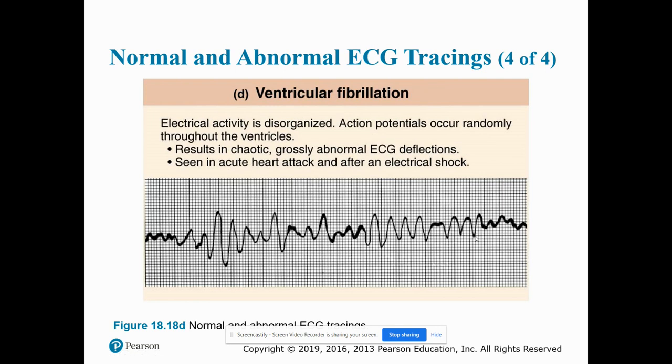And then this is showing ventricular fibrillation. Electrical activity is disorganized. Action potentials occur randomly throughout the ventricles, which results in chaotic, grossly abnormal ECG deflections. This can be seen during an acute heart attack and after electrical shock.